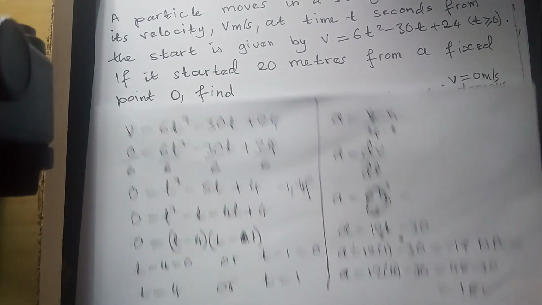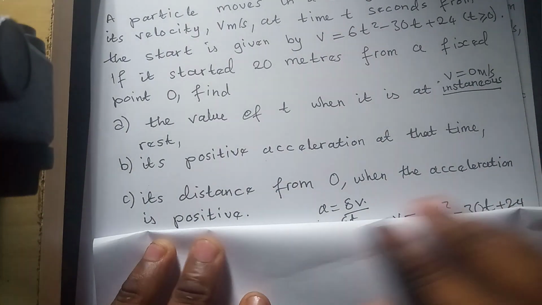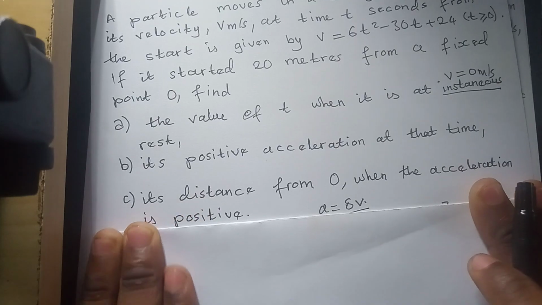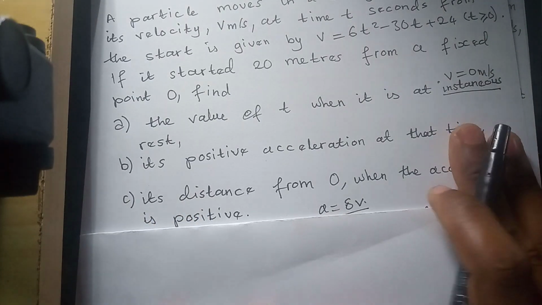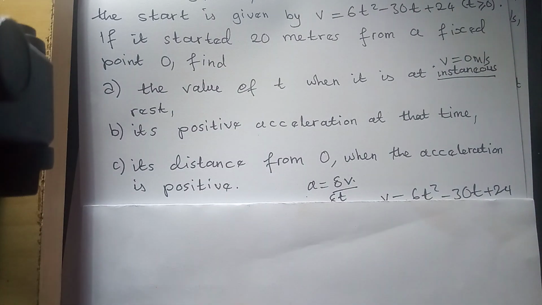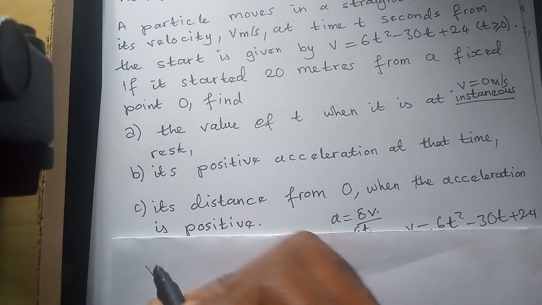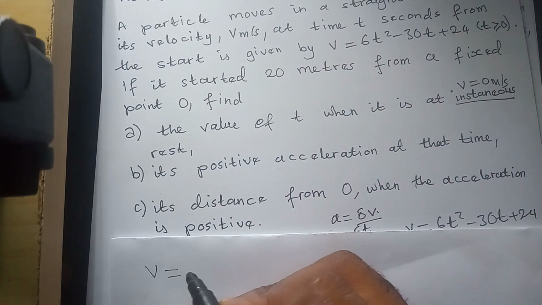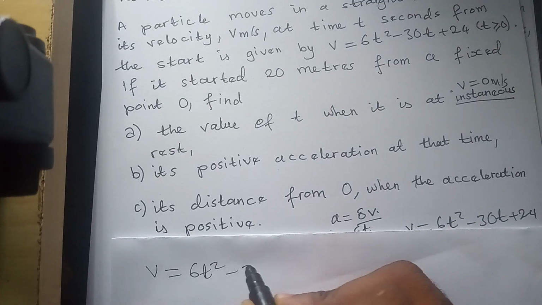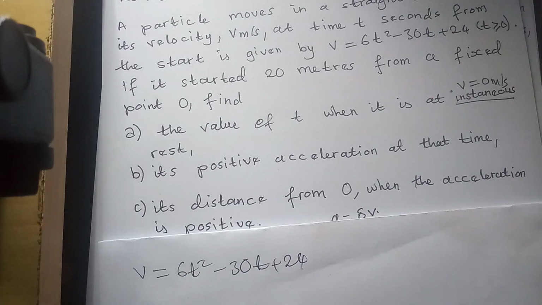And then on part C, find the distance from O when the acceleration is positive. So to find the distance from O when the acceleration is positive, we have the velocity function. Velocity is equal to 6t squared minus 30t plus 24. So now, to find the distance from here, you can simply integrate this.